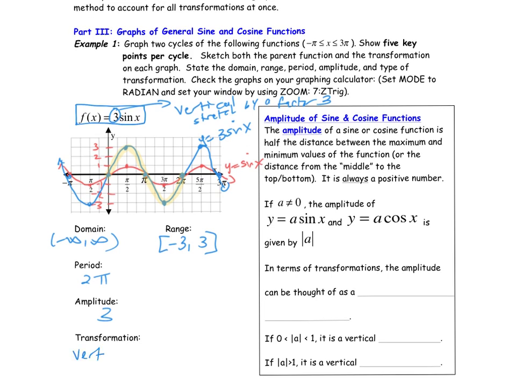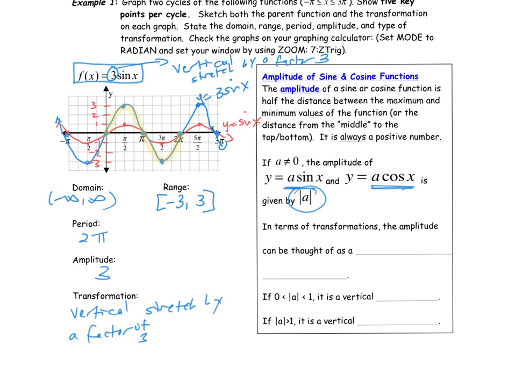We have a vertical stretch by a factor of 3. So back to the box on the right, for the amplitude, if we have a function a sine x or a cosine x, the absolute value of a is going to be the amplitude. Remember, the amplitude is always positive. The amplitude can be thought of as a vertical stretch.